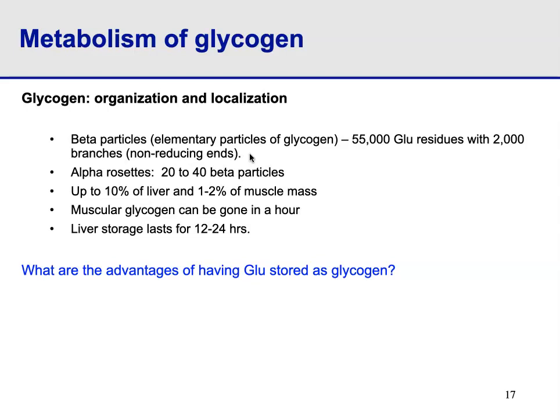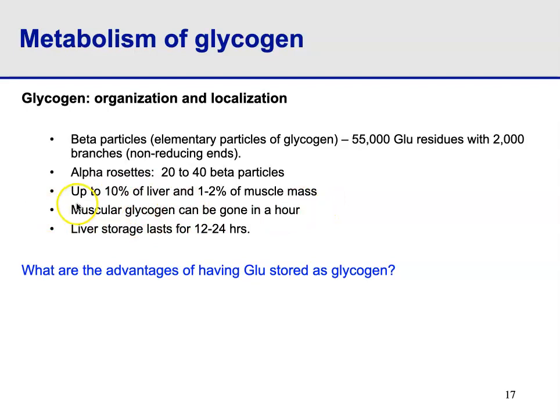Alright, so 20 to 40 of these beta particles united together form something called alpha rosettes, which are a superstructure of beta particles. Now, where is glycogen located? It is in the muscles and in the liver. About 10% of the liver mass is glycogen, and about 1 to 2% of the muscle mass is glycogen.